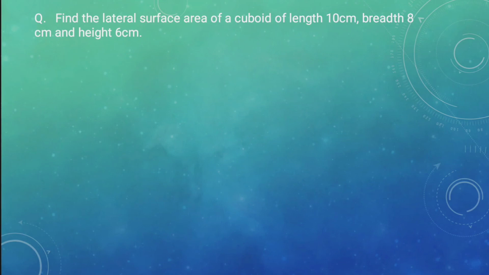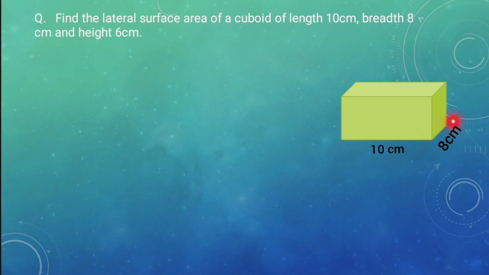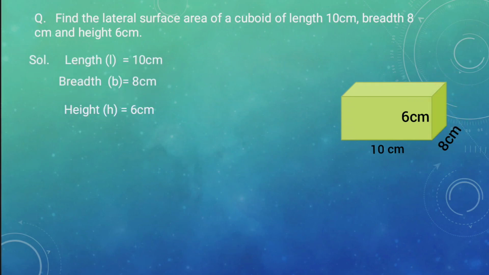Understood? Now let's find out lateral surface area of cuboid. See, here the cuboid is same with the same measurement. Length is equal to 10 centimeters, breadth is equal to 8 centimeters and height is 6 centimeters, right? All the length, breadth and height, means all the dimensions are same here. We have to find the lateral surface area. So we know that lateral surface area is equal to perimeter of the base multiplied by height.